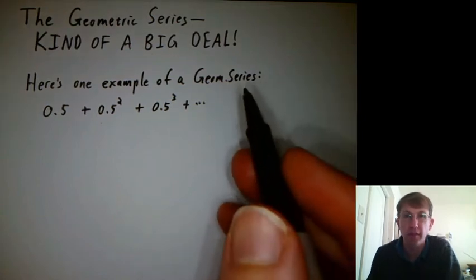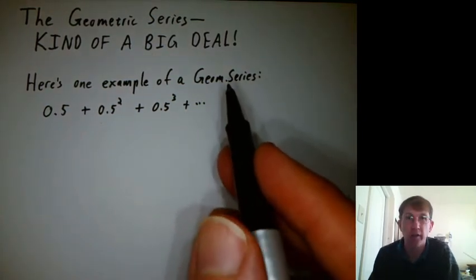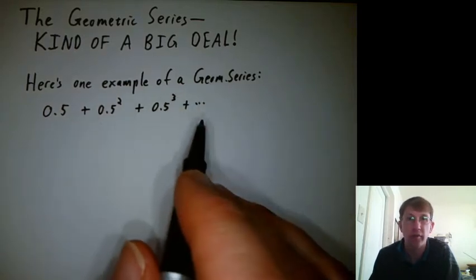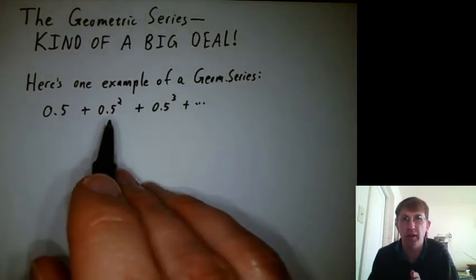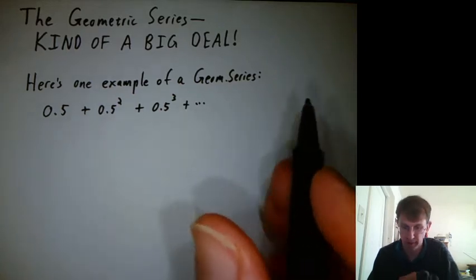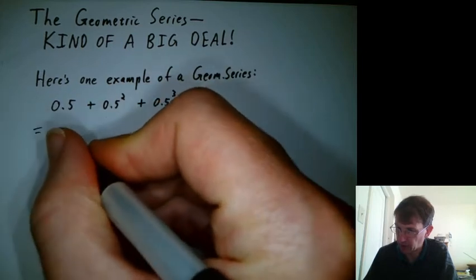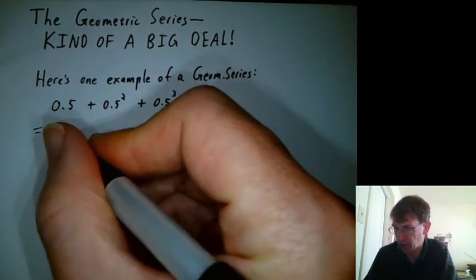The geometric series is a really important tool in our toolbox of series to know about. So let's do one example of it real quick. What is a half plus a half squared plus a half cubed plus etc.? Well, let's write out the decimals. So a half is a half.